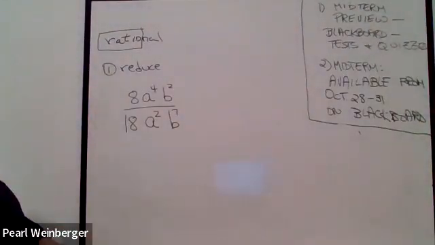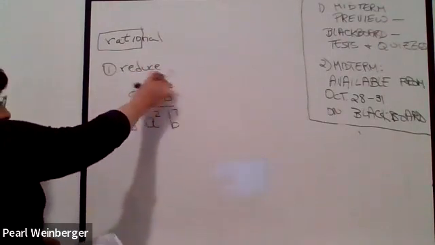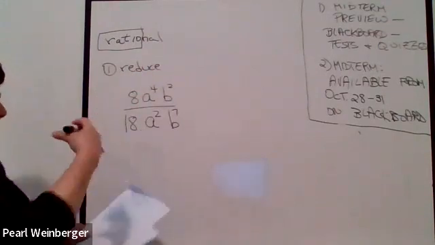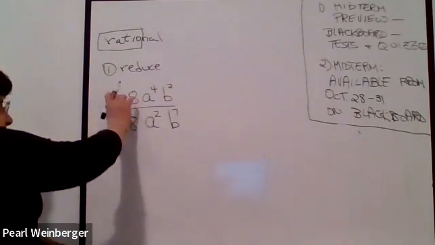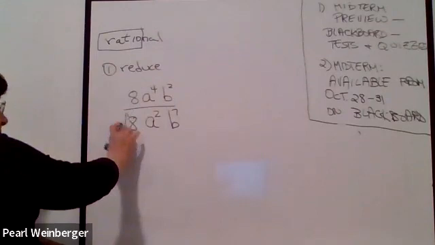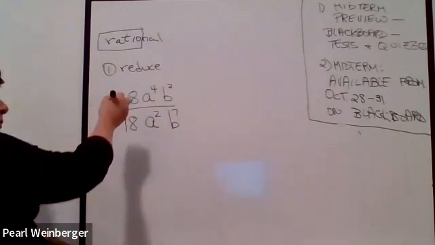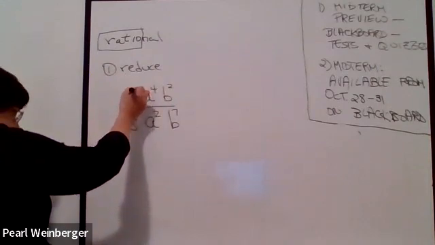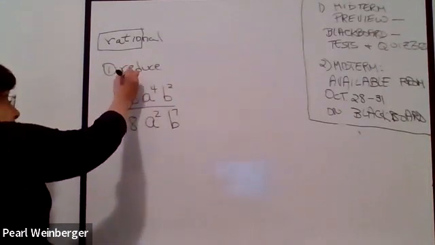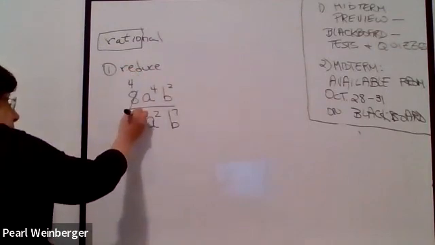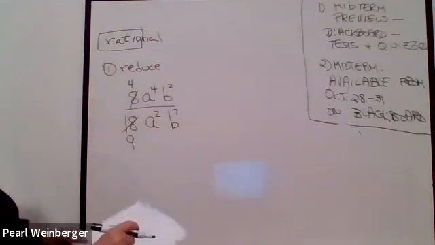Okay, let's work on this. Again, these are monomials. There are no pluses or minuses in between the letters, so we just do each thing piece by piece. The 8 and the 18. What goes into both 8 and 18? I think everybody will realize it's 2. The 8 divided by 2 gives us 4. The 18 divided by 2 gives us 9.